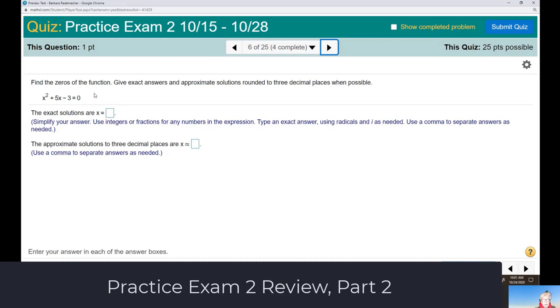Okay, find the zeros of the function. Give exact answers and approximate solutions rounded to three decimal places when possible. X squared plus 5x minus 3 equals 0. Well, you can look at that and see that 3 is not going to factor into any numbers that will give you 5. So now we're forced to use the quadratic formula.